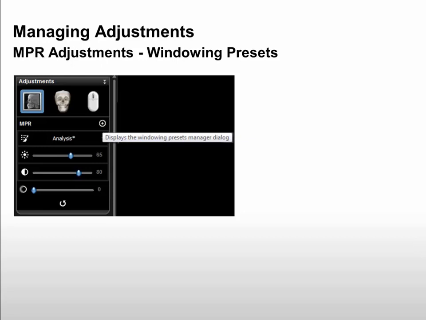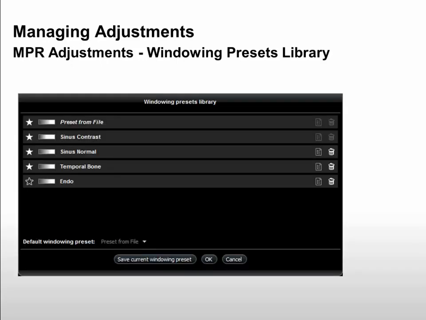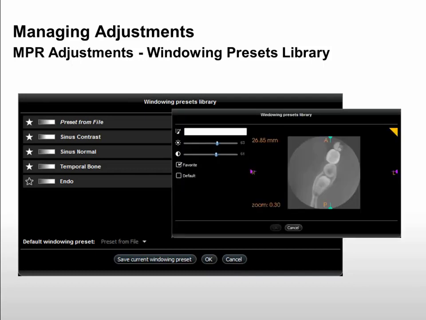of the adjustment window. Using the windowing preset library, you select the presets of brightness and contrast that appear in the drop-down list, and you can choose the default preset. You can also create new presets that you can add to the library by selecting Save Current Windowing Presets and completing the necessary dialog.